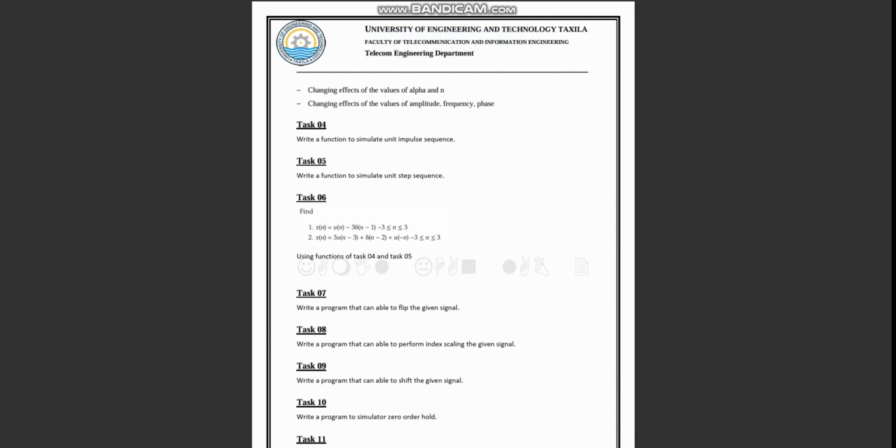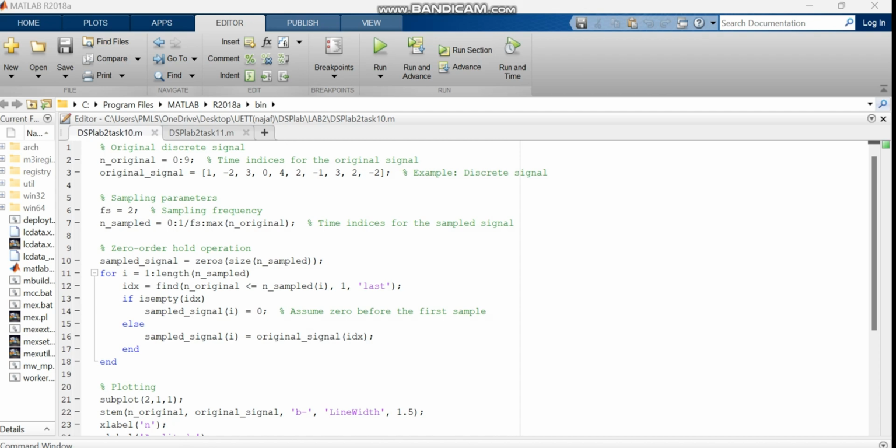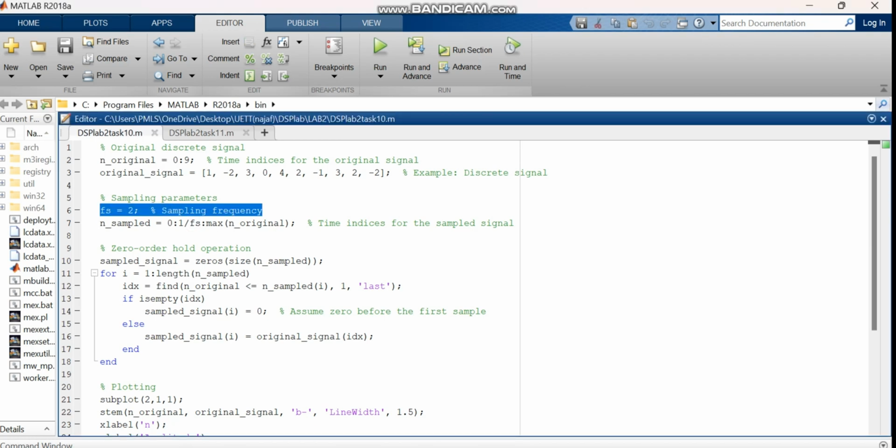In task number 10, we have been asked to write a program to simulate zero order hold. So in this code, n underscore original, which is the function, we have given it the range from 0 to 9. The original signal is 1, -2, 3, 0, 4, 2, -1, 3, 2, -2. And the sampling parameters, we have sampling frequency fs equal to 2. N underscore sample is the function and it tells the time indices for the sampled signal.